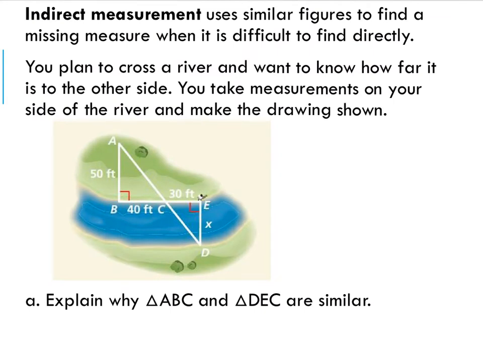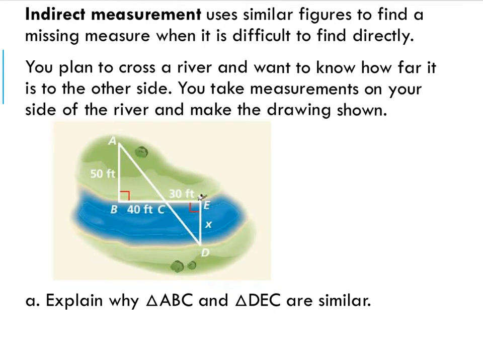All right, the last thing that we're going to learn about in this lesson is indirect measurement. Indirect measurement uses similar figures to find a missing measure when it is difficult to find directly. This is used a lot in real life. It is very difficult to measure everything, but we need to know the measures of a lot of things, such as really tall buildings, or the distances across a lake or a river, or something really, really small that is also very difficult to measure. So indirect measurement, again, is used very often in the real world and something that is encountered often.